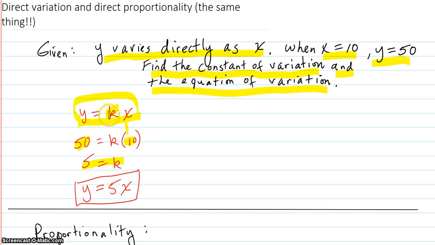And so when we rewrite the equation of variation, we plug in the 5 right there, and that's the equation. y equals 5 times x. Now we can determine y whenever we know x.